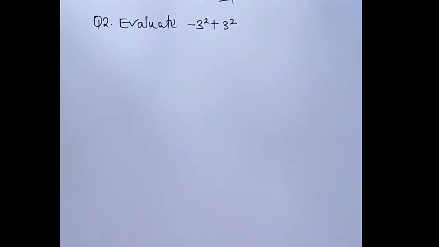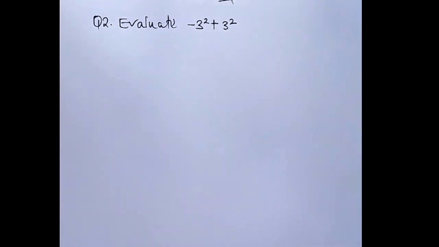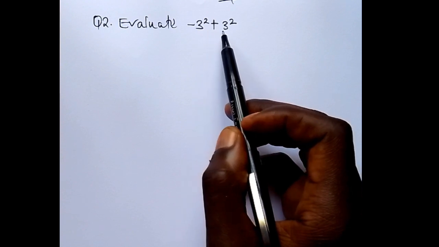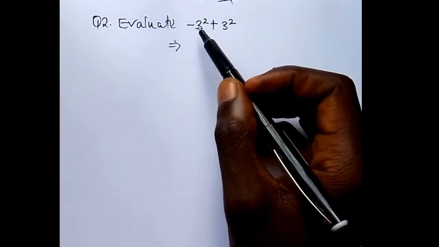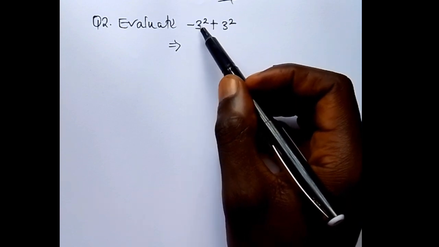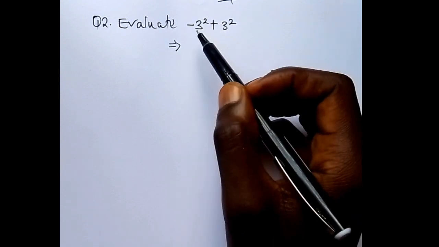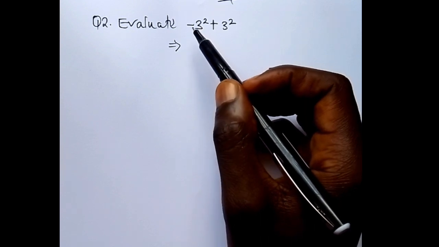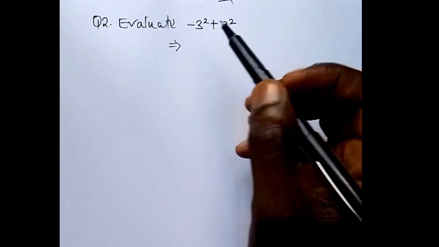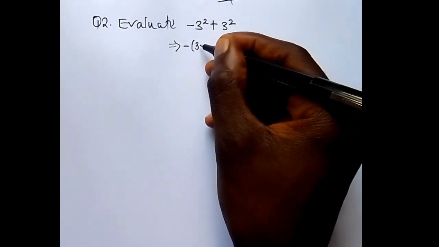Question 2, evaluate negative 3 squared plus 3 squared. To evaluate is to find the value of what we've been given. Now, the power 2 given here only belongs to 3. Unless the negative and the 3 were put in brackets and then squared, it would have meant that the negative would also be multiplied 2 times. But in this case, only 3 is being multiplied 2 times. So we're going to maintain the negative and multiply 3 2 times.